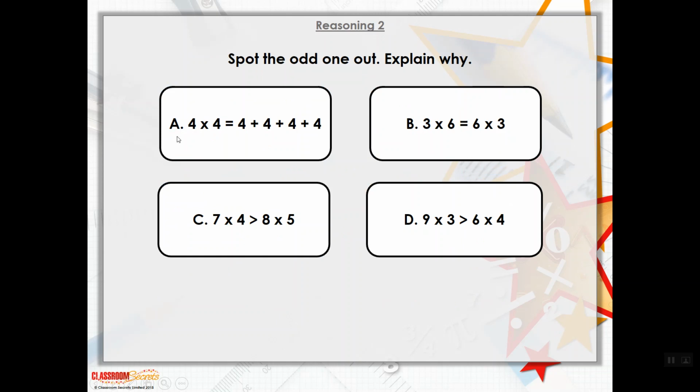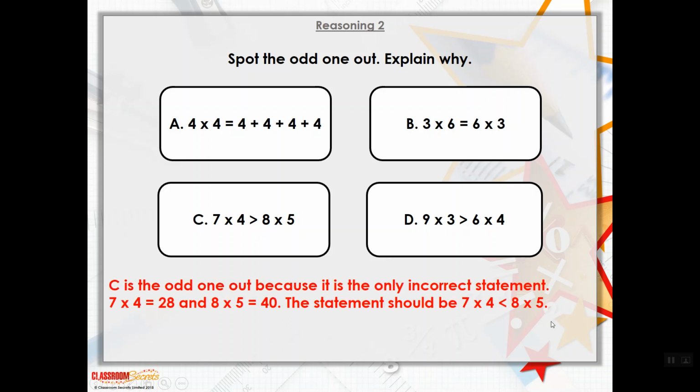Now, what we've got to do here is spot the odd one out and explain why. So we've got to work out which of these are correct. Pause the video and have a go. And the odd one out is C because it's incorrect. So 7 times 4 equals 28 and 8 times 5 is 40. So this should have been the other way around. It should have been the less than statement.